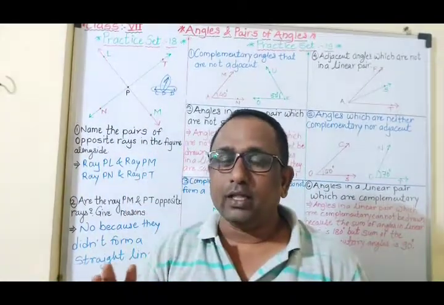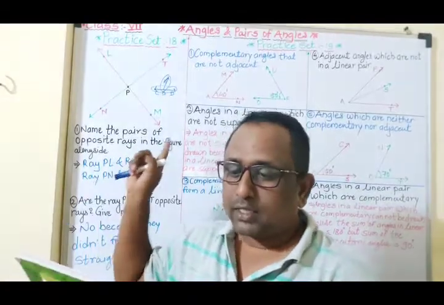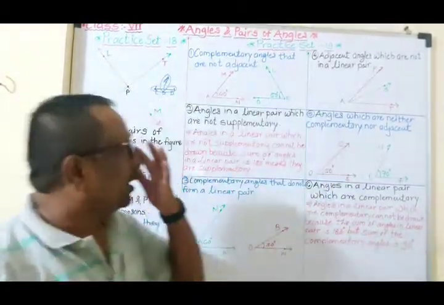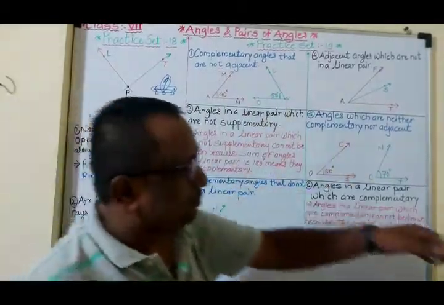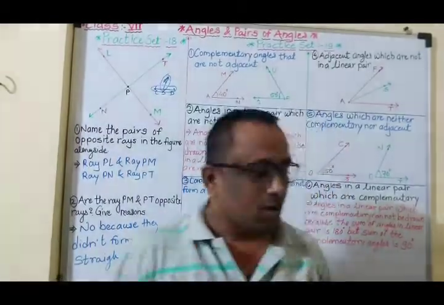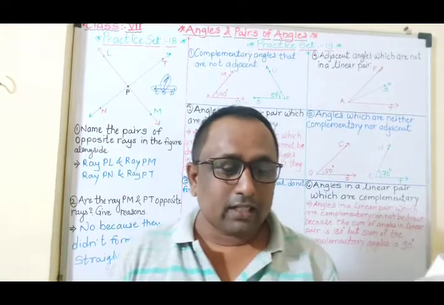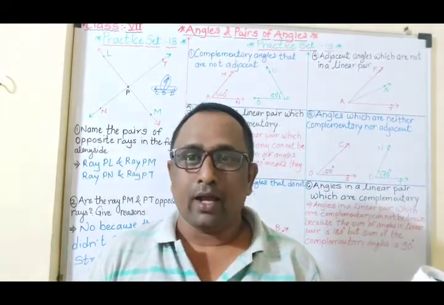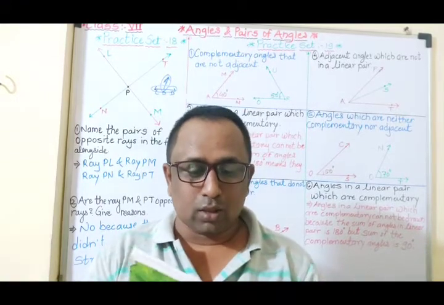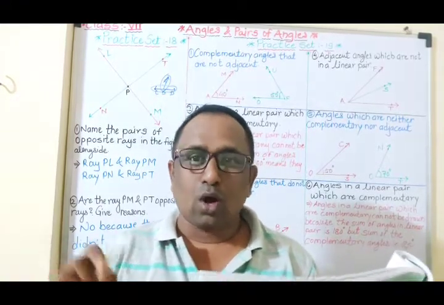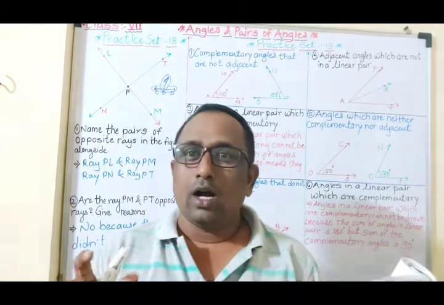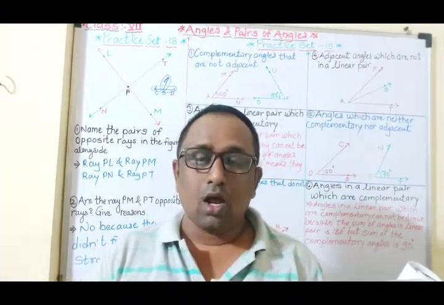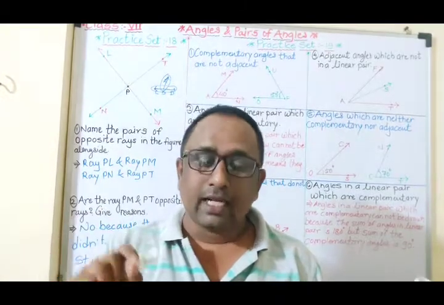On these properties we are going to solve practice set number 19. Now see practice set number 19. The question is: draw the pairs of angles as described below. If that is not possible, say why. Here 6 examples are there, students. We have to draw according to the given statements, and if it is not possible to draw, then we have to write the reason.